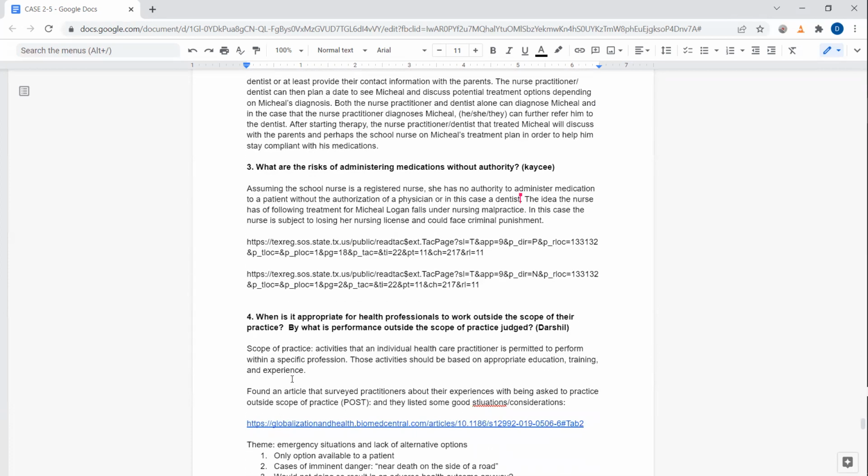The third question is, what are the risks of administering medication without authority? Assuming the school nurse in this case is a registered nurse, she has no authority to administer medication to a patient without the authorization of a physician, or in this case, a dentist. Also, especially because she does speak of giving him a controlled substance. The idea the nurse has of following this treatment for Michael Logan falls under nursing malpractice. In this case, the nurse is subject to losing her nursing license and could face criminal punishment.